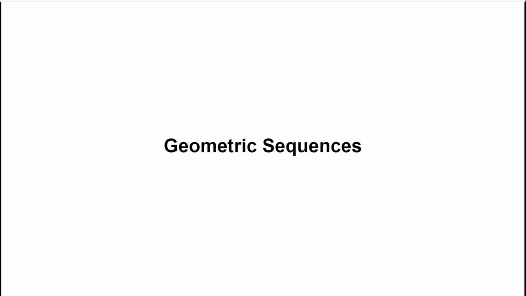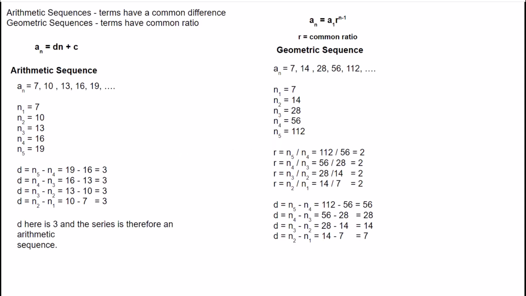Geometric sequences. We just got finished talking about arithmetic sequences, and we learned that in arithmetic sequences, the terms have a common difference. Geometric sequences differ in that the terms have a common ratio. In this slide, we've put examples of arithmetic sequences and geometric sequences side by side so we can examine the differences.